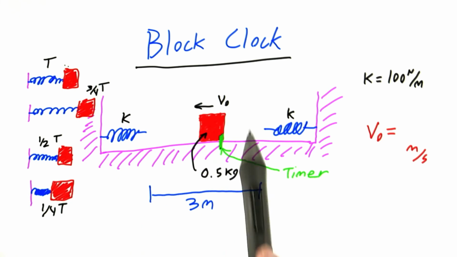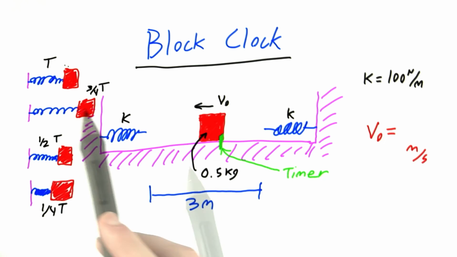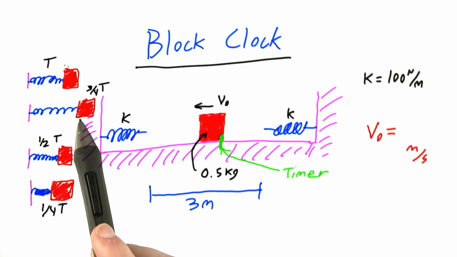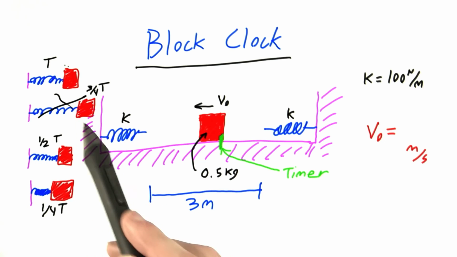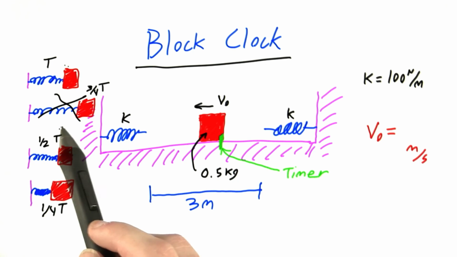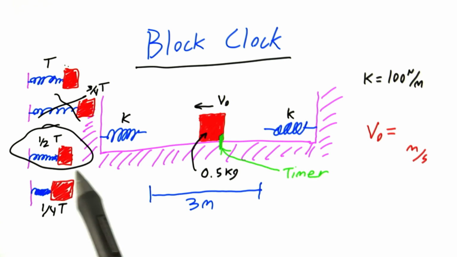But keep in mind that the block is not actually attached to the spring. So this point, where the block extends outward and is pulled backwards by the spring, actually never happens. In fact, the block loses contact with the spring at this point right here, when it has maximum velocity at the equilibrium position. So keep that in mind when you're solving the problem.